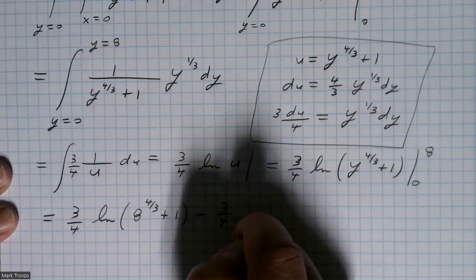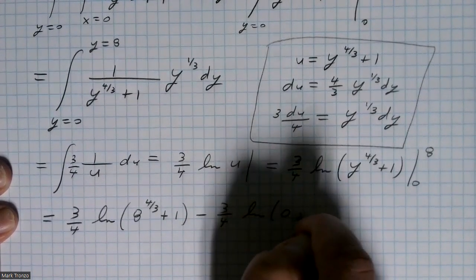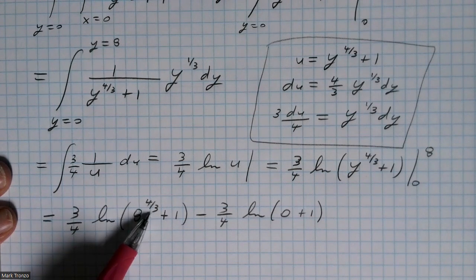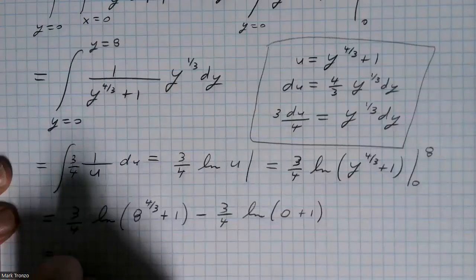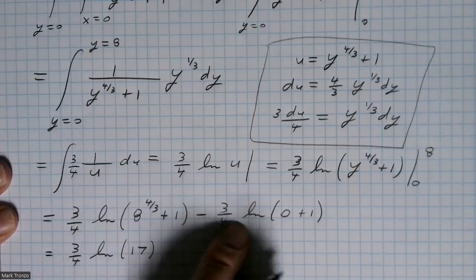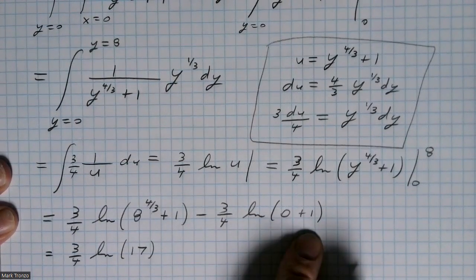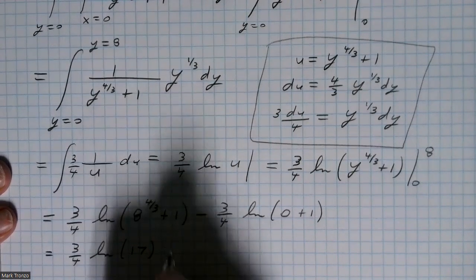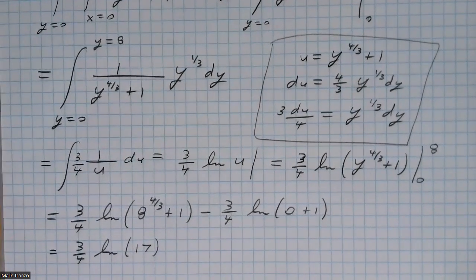The lower bound is log of 0 to the 4/3 plus 1. And of course, the cube root of 8 is 2. And then we're raising it to the 4th power. That's going to be 16. So 8 to the 4/3 is going to be 16 plus 1, which gives us 17. And then the log of 1 is 0. So the lower bound is going to be 0. And so that's our answer.